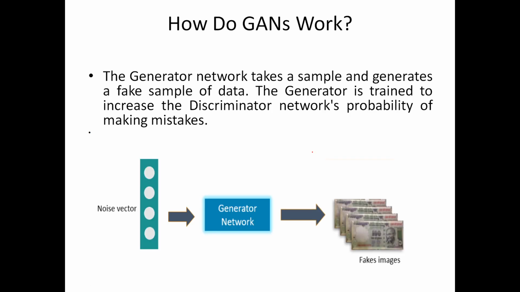And this is a diagram. Here the generator network takes a sample and generates a fake sample of data. The generator is trained to increase the discriminator network's probability of making mistakes. A noise vector is added to a sample image, and that goes to the generator network and it creates a fake image.